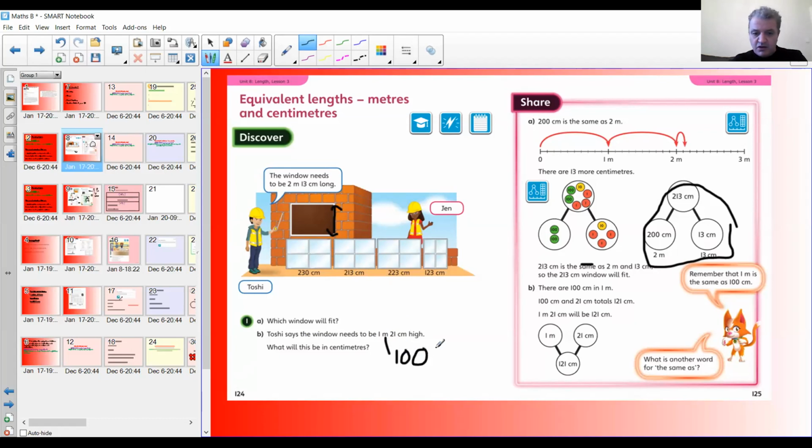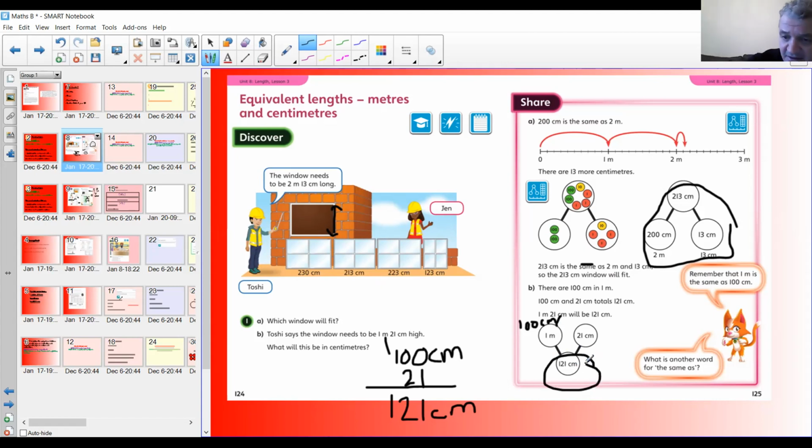Okay. What are we adding that to? We're adding that to the 21 centimeters that remains. So we end up very straightforward with 121 centimeters. Okay, so here, one part's the 1 meter, the other part is the 21 centimeters. 1 meter is equivalent to 100 centimeters. Then when we put them together, we end up with my 121 centimeters.